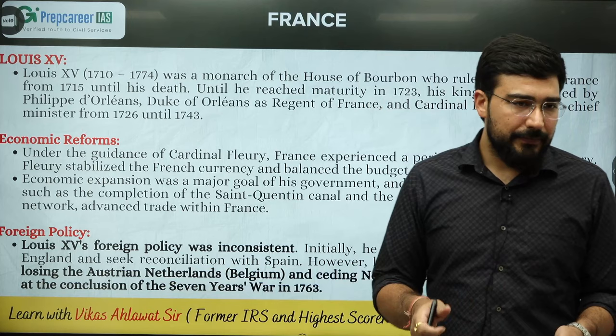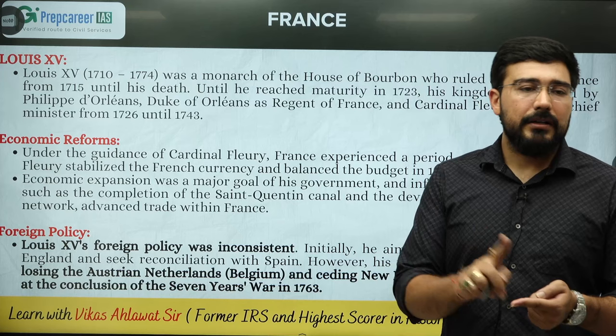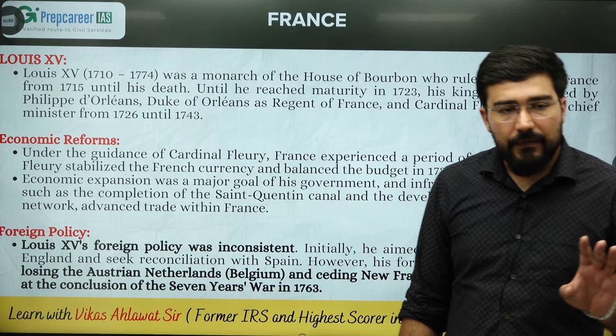Like during his reign, we see the fighting of the Austrian War of Succession, and then comes the 7 Years War, and they were fought during the time of King Louis XV. In 1774 he died, and eventually King Louis XVI came to power.